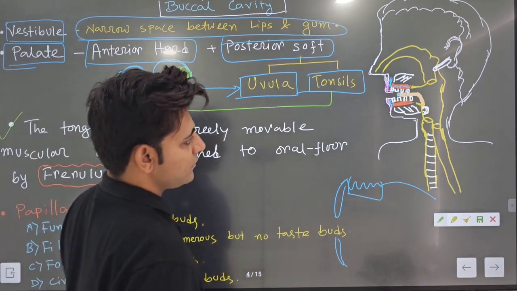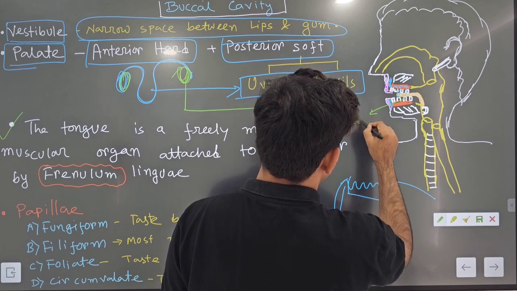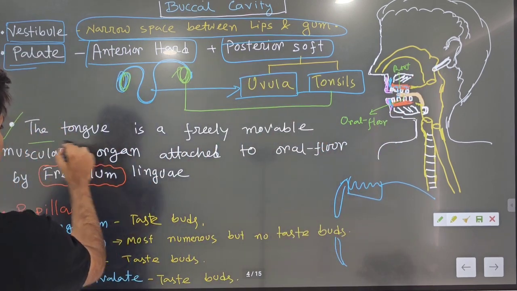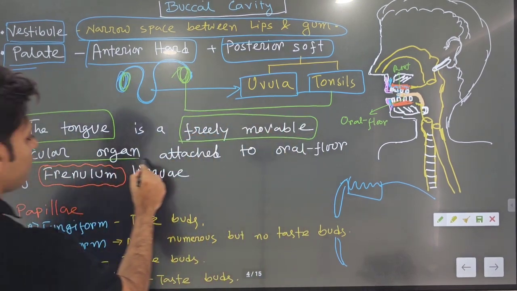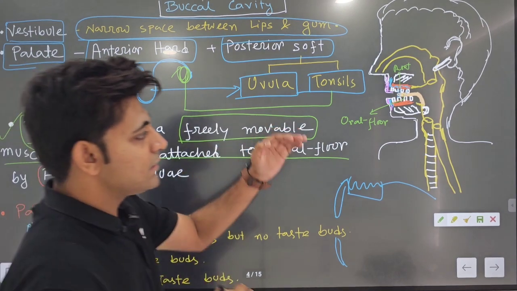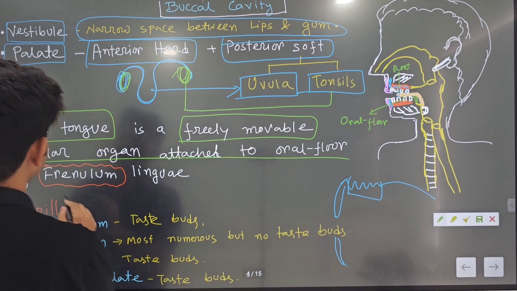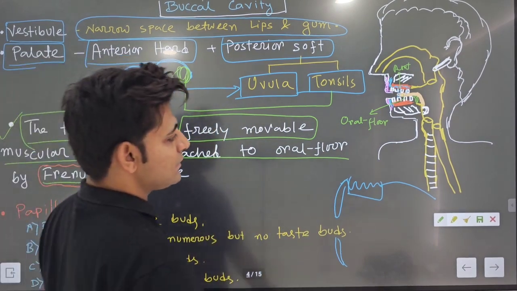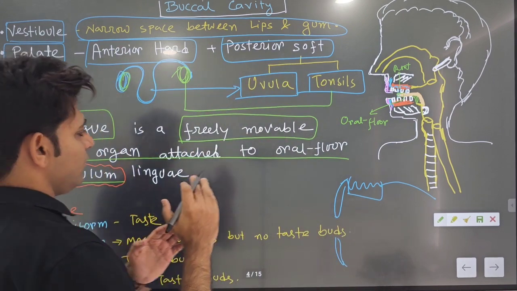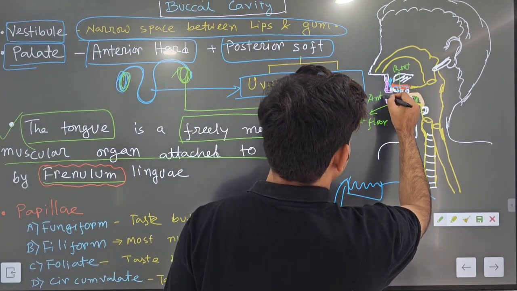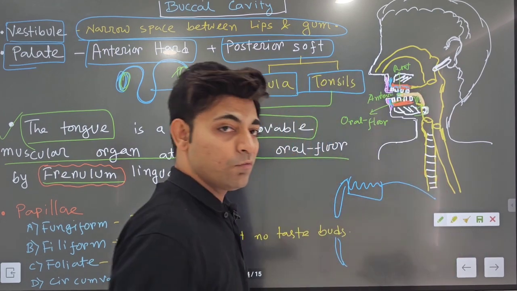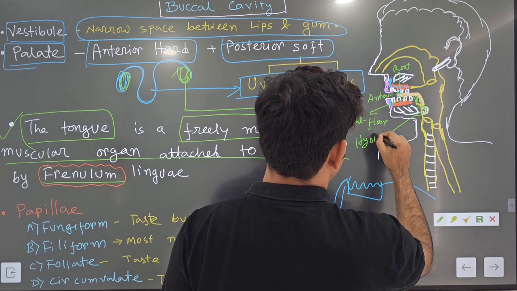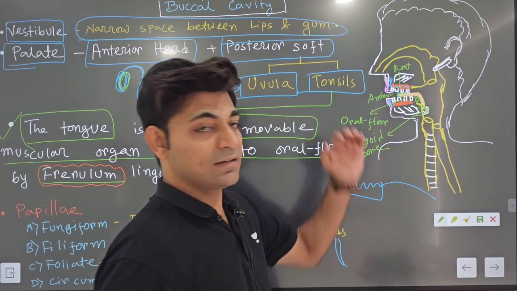Now, where is the tongue present? The tongue is present at the oral floor. The palate is present at the oral roof. The tongue is a freely movable muscular organ attached to the oral floor. And how is the tongue attached to the oral floor? By a thin fold of skin called the frenulum, the frenulum linguae or lingual frenulum. The tongue is free at the anterior end, but at the posterior side it is attached to the hyoid bone, a U-shaped bone near our throat.